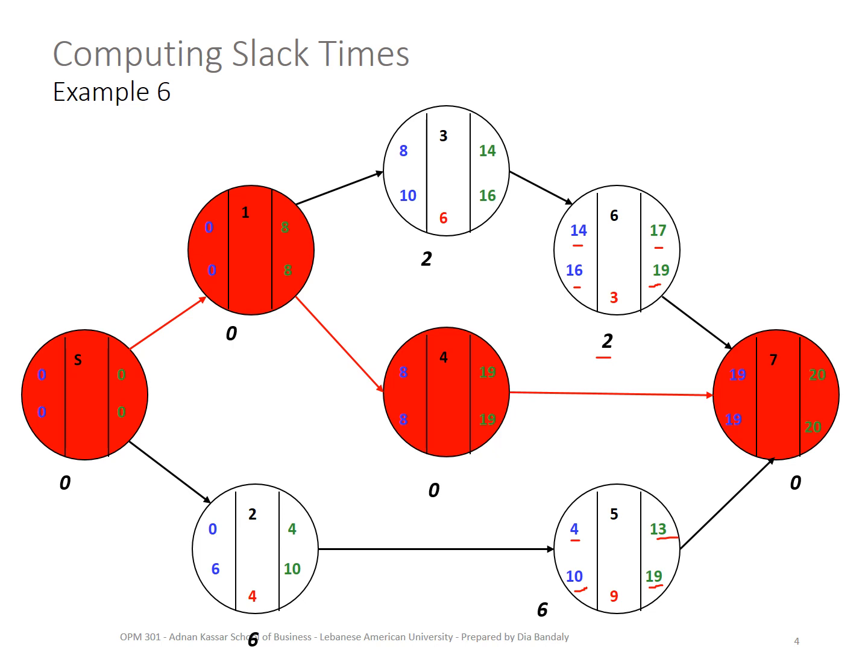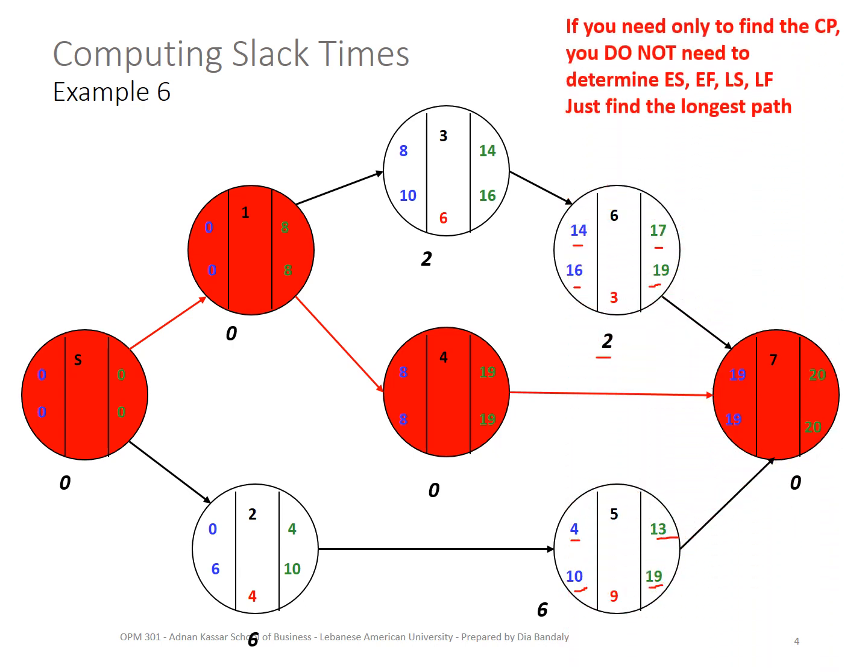Okay, but here be careful. If you just wanted to find the critical path given a certain PND, don't do that. Don't find the early start, early finish, late start, late finish, and the slack time, because it's time consuming. If you simply wanted to find the critical path, all you have to do is list all the paths, find the duration of each path, and the longest path is your critical path. So don't do that exercise until you are explicitly told to find ES, EF, LS, LF, or the slack time of all the activities. Okay, so I hope that was clear for you.